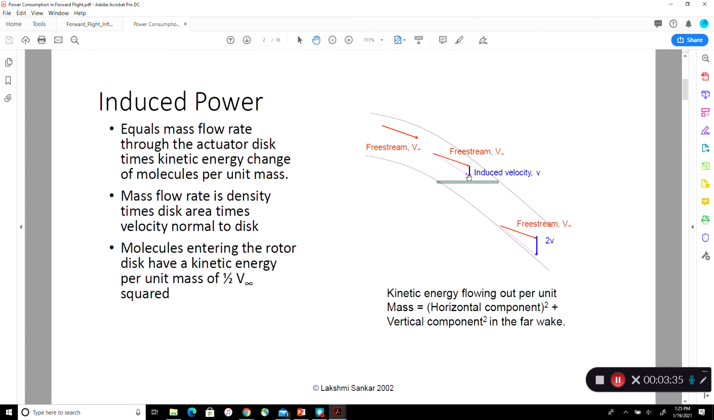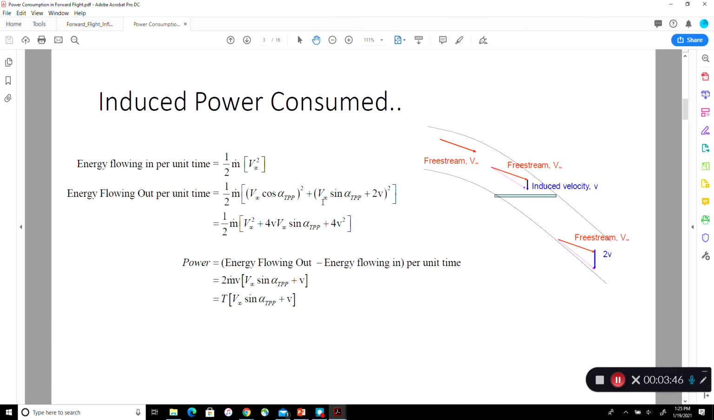We are only talking about the induced velocity, not about skin friction, friction drag or anything else like that. So let's make this a little bit clearer. Way up here, the velocity is V infinity. So the energy flowing in is 1/2 times mass flow rate times V infinity squared. This is per unit time, so it is energy per unit time, which has units of power, flowing in at this rate.